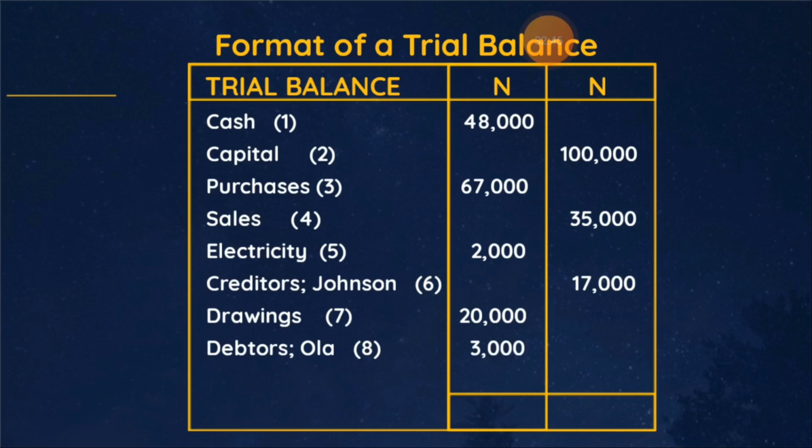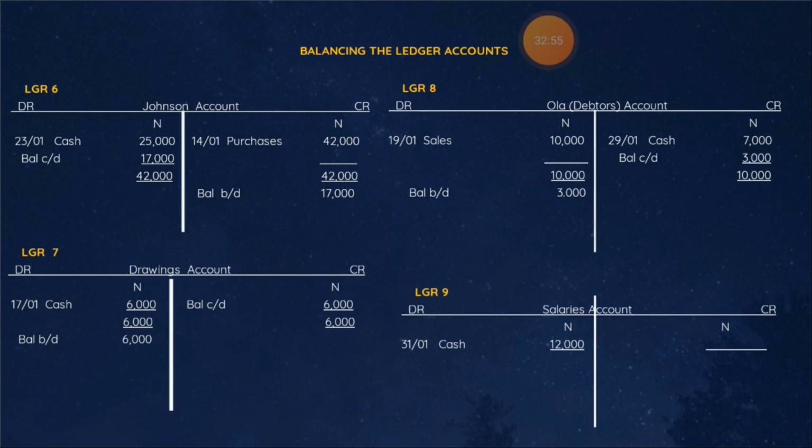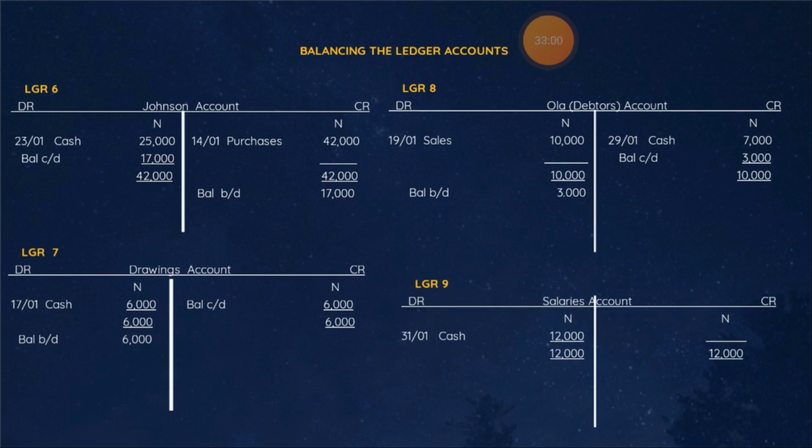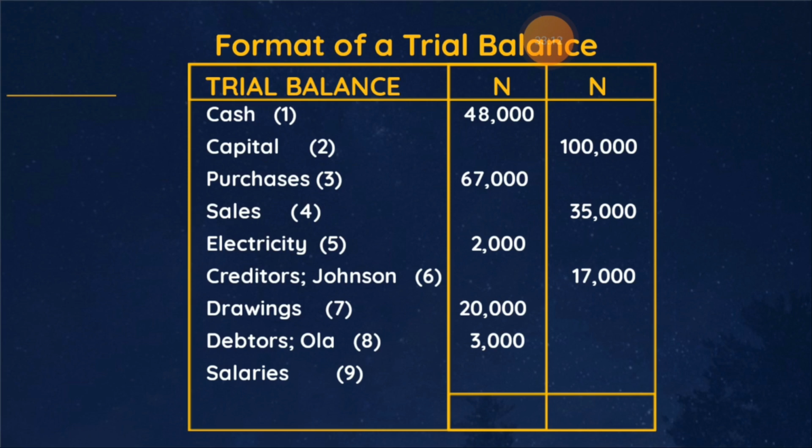Ola 3,000 naira. Then the last transaction, which is ledger number 9, we have salaries account. Let's close the account. If we close the account, we are going to have 12,000 naira at the total of the two sides. It will be balance carried down 12,000 naira at the credit side, and the balance will be brought down 12,000 naira at the debit side. It is this amount that will be transferred to the trial balance as salaries, which is ledger number 9, 12,000 naira. So that is all about the posting of all the entries.